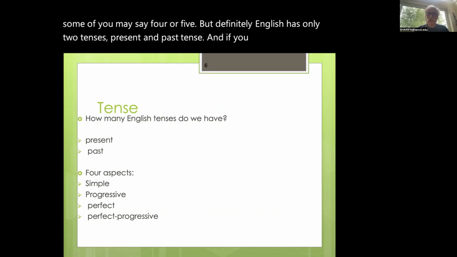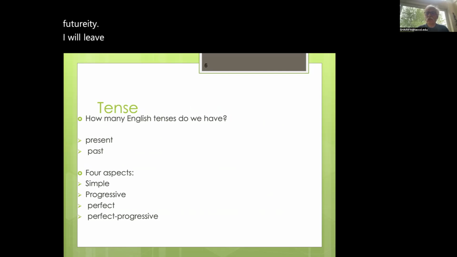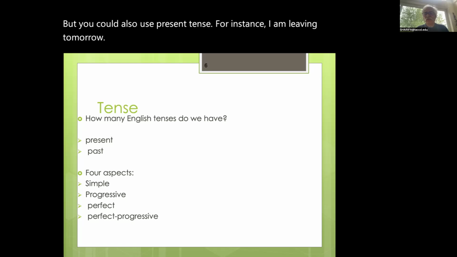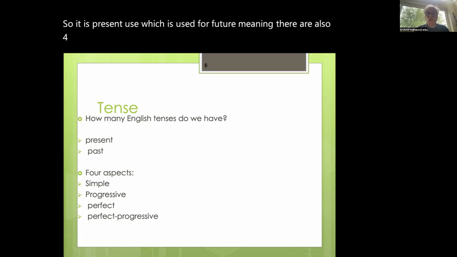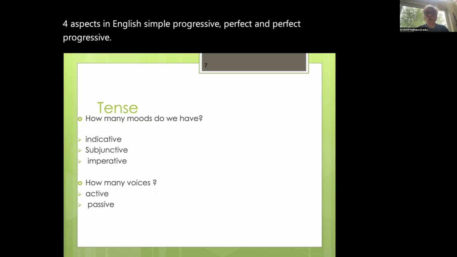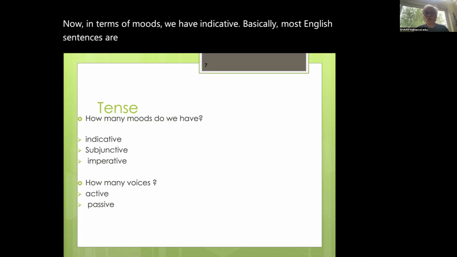And if you are wondering if will would qualify, it is a modal verb which is used for futurity. I will leave tomorrow. But you could also use present tense. For instance, I am leaving tomorrow. So it is present use, which is used for future meaning. There are also four aspects in English: simple, progressive, perfect, and perfect progressive. Now, in terms of moods, we have indicative, most English sentences are indicative sentences, subjunctive, and imperative.